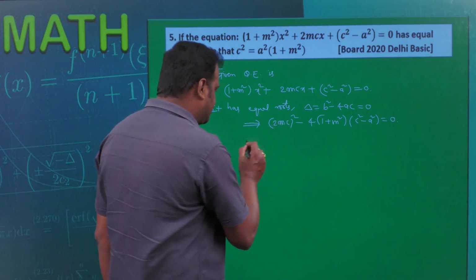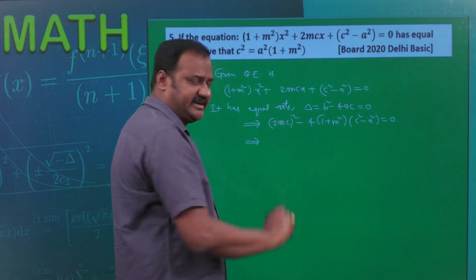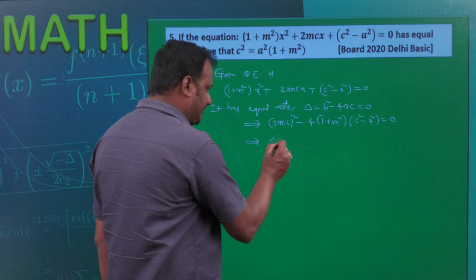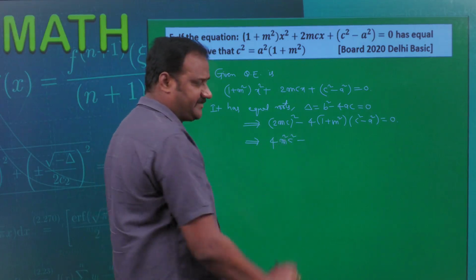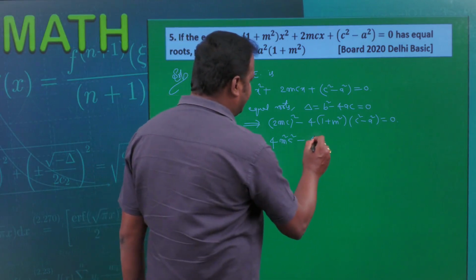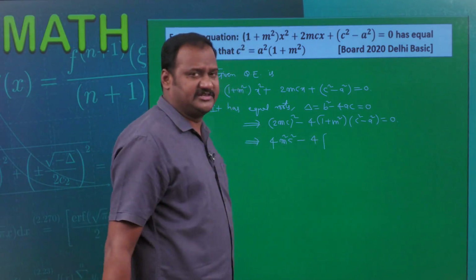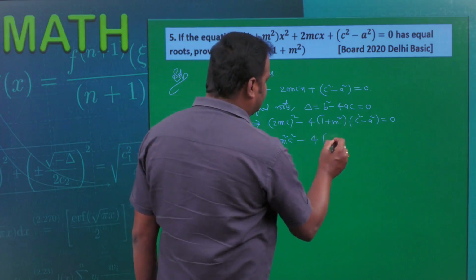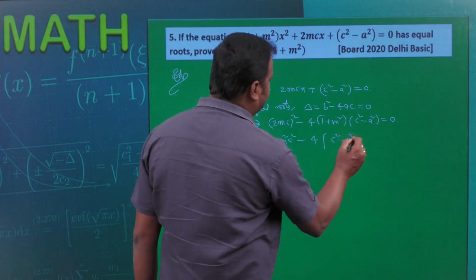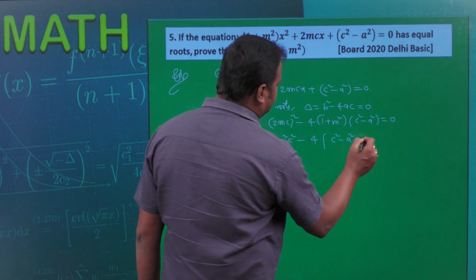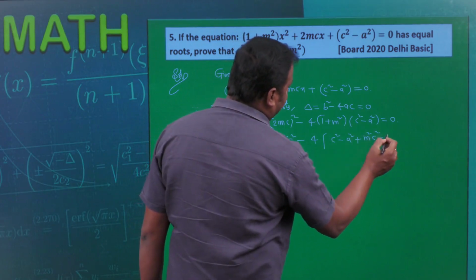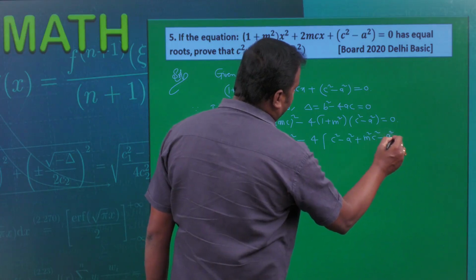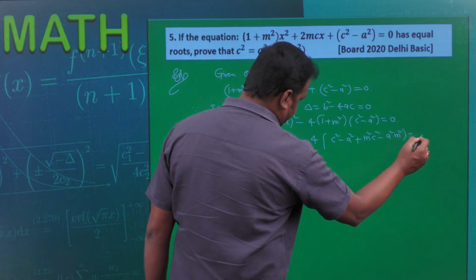What is (2mc) whole square? That square belongs to all the 3 terms of the base. That is 2 square is 4, m whole square is m square, c whole square is c square, minus 4 times (1 plus m square) into (c square minus a square). 1 into c square is c square minus a square, plus m square into c square is m square c square, plus m square into minus a square is minus a square m square, is equal to 0.